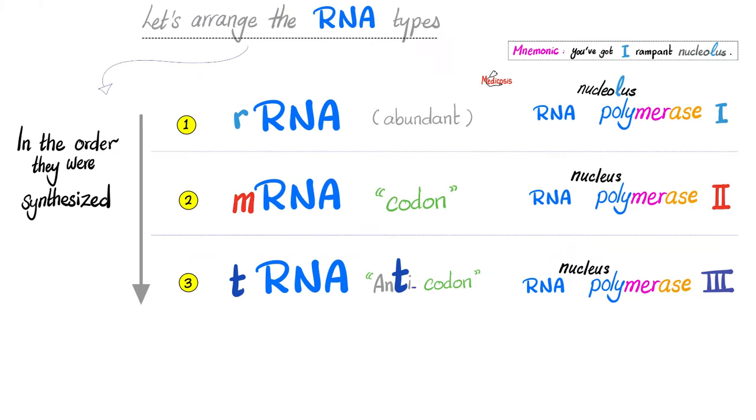Pause and review. Here is a mnemonic for you. RNA polymerase 1 is in the nucleolus because it makes the number 1 most abundant RNA, which is rRNA. So the mnemonic is you've got 1 rampant nucleolus.